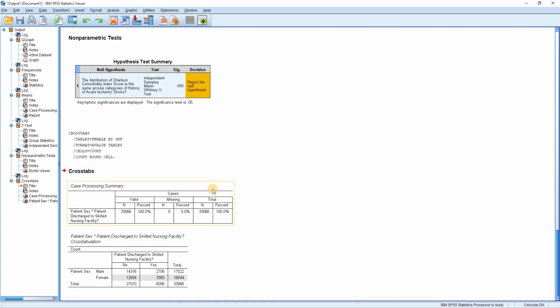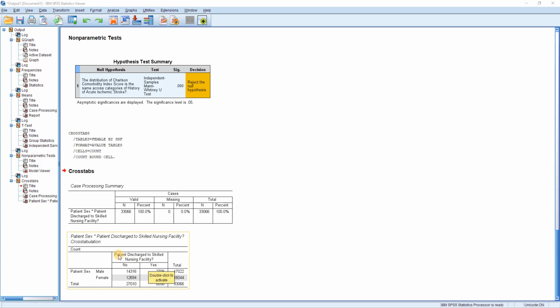And true or false, more men in this data set were discharged to a SNF than women. So we can see here, patient discharged to a skilled nursing facility, yes. All right, so we have the outcome of our crosstab table here. So again, true or false, more men than women in this data set were discharged to a SNF.